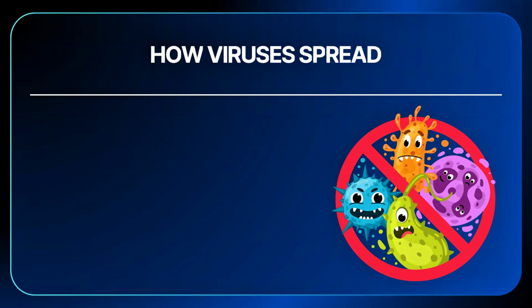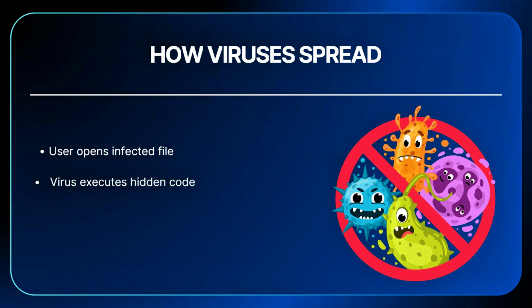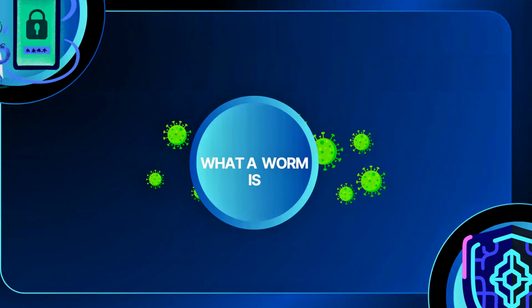Now, let's consider how viruses spread. Virus infections follow a predictable chain. Let's start from a user opening an infected file, and after that, the virus executes hidden code that is embedded inside that file. Then after that, it copies itself into another file or into other files. Then it spreads further when those files are shared. That is how viruses spread. Now that we are done with virus, what is a worm?